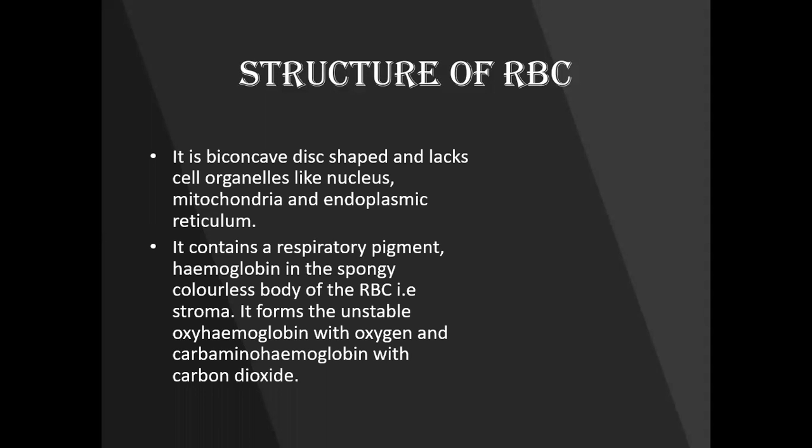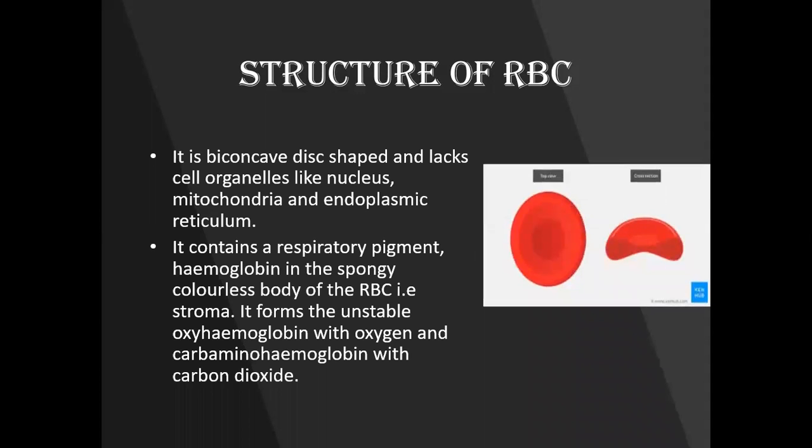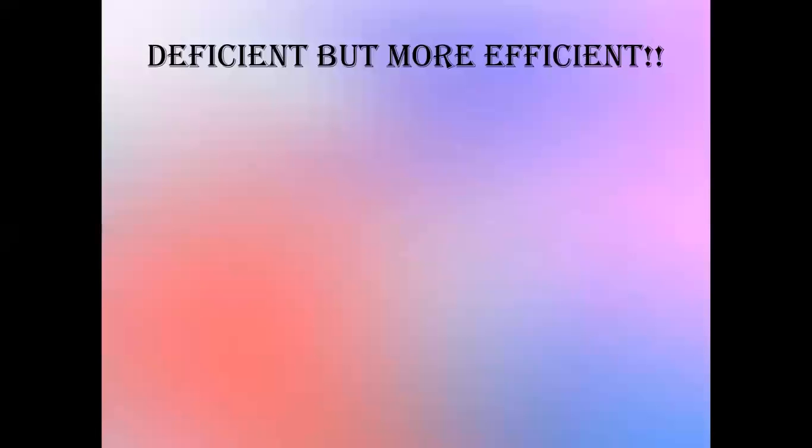In the spongy colorless body of the RBC, that is stroma, it forms the unstable oxyhemoglobin with oxygen and carbaminohemoglobin with carbon dioxide. It's very important that these two compounds are unstable. So here's a picture of top view as well as cross section.